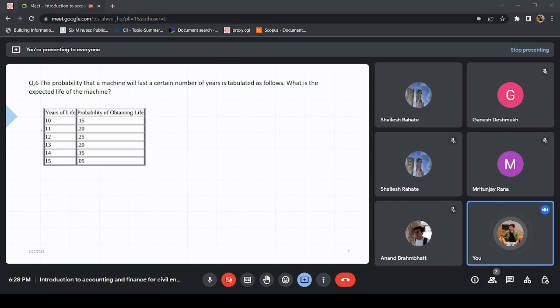Okay, so starting with a very simple probability question, that this is the probability that the machine will last a certain number of years. What is the expected life of the machine? So how will we solve this? The question is very simple. What is the expected life of the machine? Any answer? Or how to calculate it?